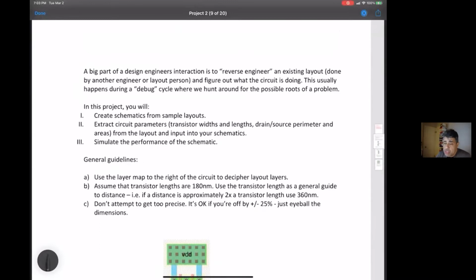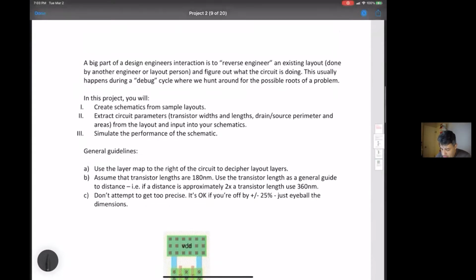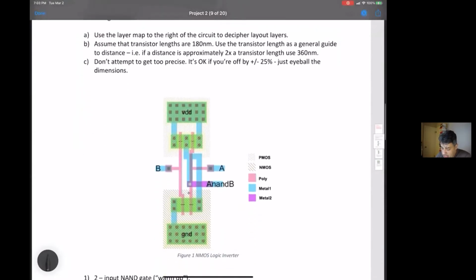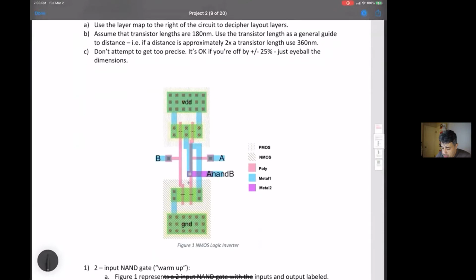There's a lot of different cells in a design. So what you end up doing is looking at a layout like something like this, and you're trying to figure out what it does. You create a schematic from it, and you try to simulate it. So what happens in this particular case?